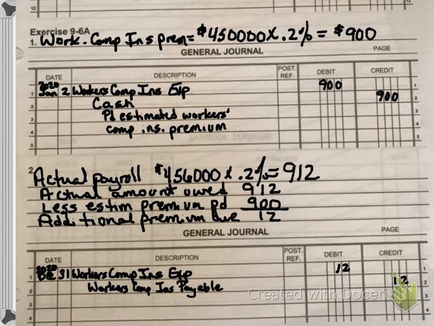Remember, workers' compensation insurance is to cover any kind of work-related illness or injury. The employer pays this, not the employee. So our explanation here is going to be adjustment for insurance premium. Okay, and that's problem 9.6a.